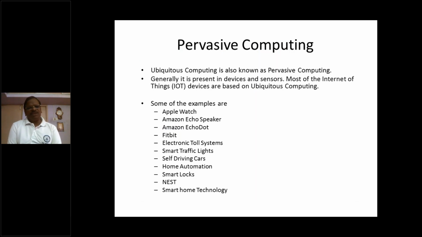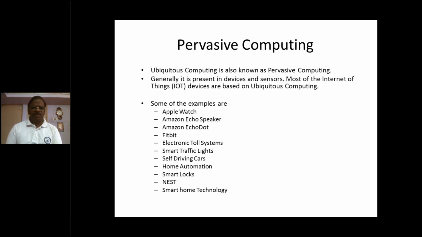Then what is the difference between ubiquitous and pervasive? The older name is ubiquitous computing. The new name is called pervasive computing. Generally, it is present in devices and sensors. Most of the Internet of Things devices are based on this pervasive computing, and most of the devices in IoT are mostly based on this.